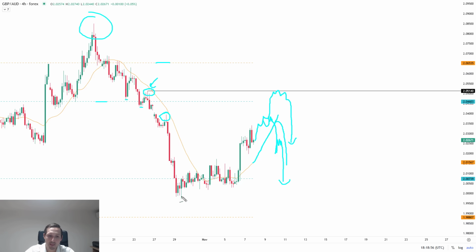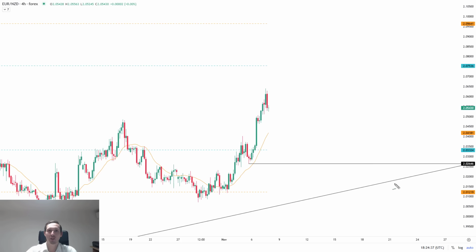Maybe this is a bit of a stretch next week, but this low over here would be a good profit taking target in the buy zone next week, or the profit taking zone in this case. Okay, so moving on to the euro pairs, starting with Euro New Zealand.